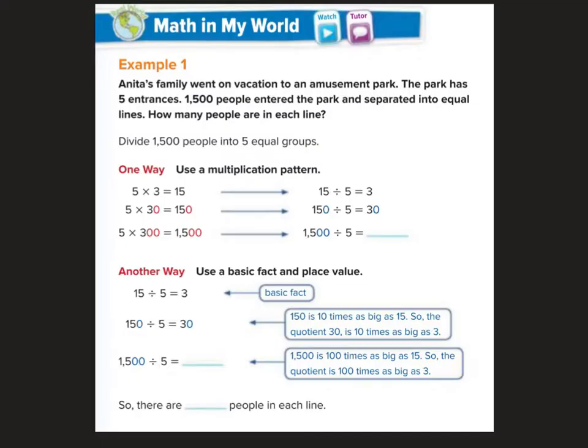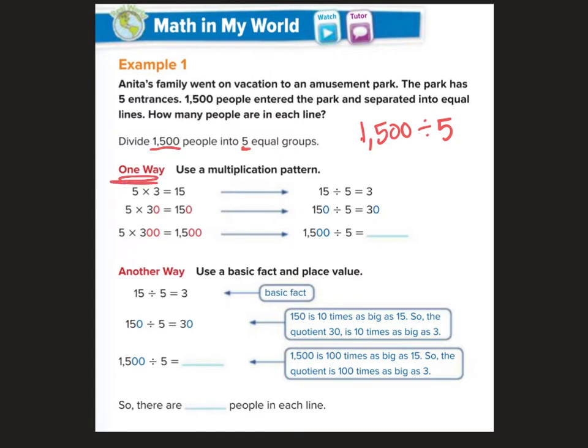First example here says, Anita's family went on vacation to an amusement park. The park has 5 entrances. If 1,500 people entered the park and separated into equal lines, how many people are in each line? So what we're going to be doing here is taking 1,500 people and dividing it into 5 equal groups. So we're looking at 1,500 divided by 5.